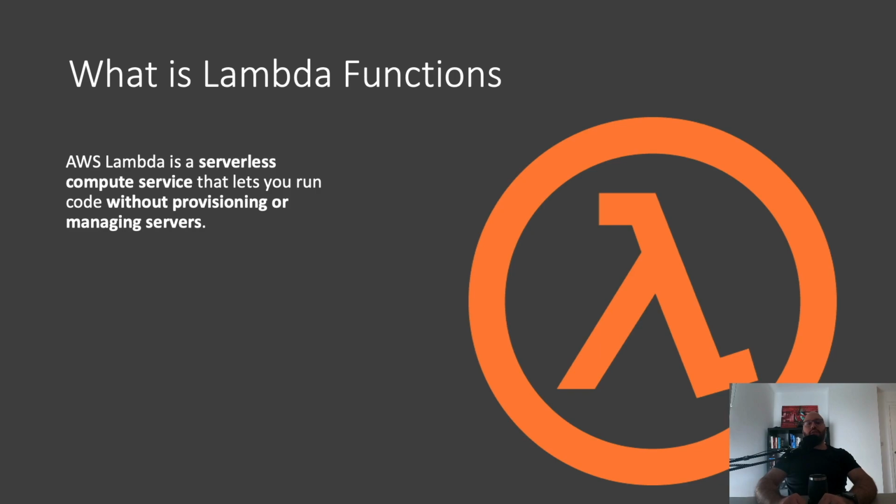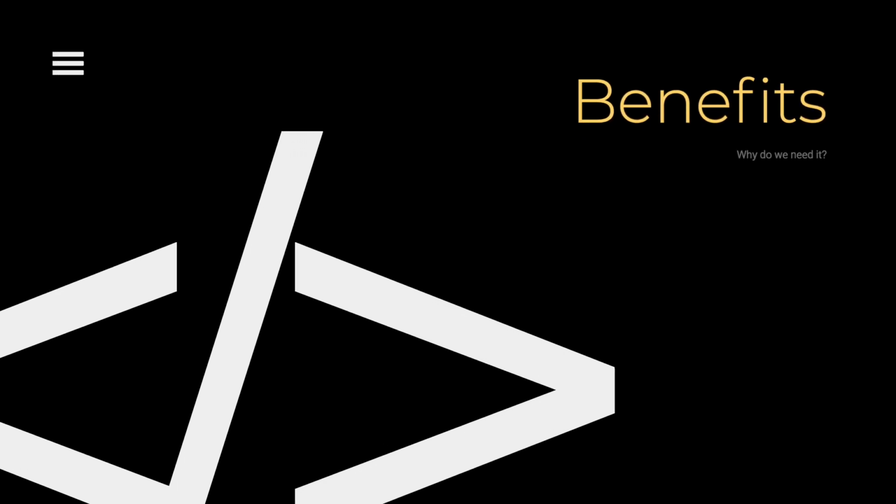AWS Lambda function is the response to Microsoft Azure Functions, as well as a serverless compute service. It allows us to run code with zero administration as well as infrastructure knowledge in order for us to run our code. Once we upload our code to AWS, it will run automatically. And that's the beauty of it. Why do we need it?